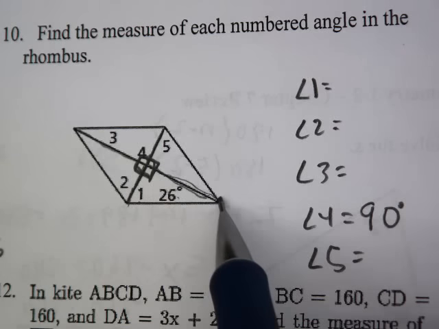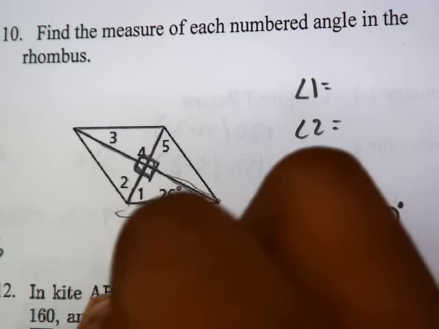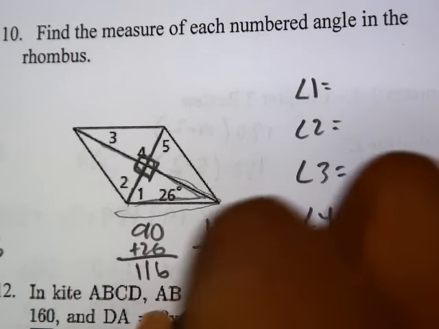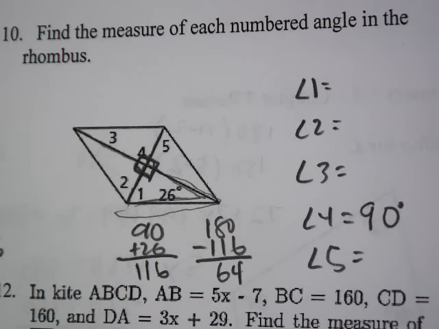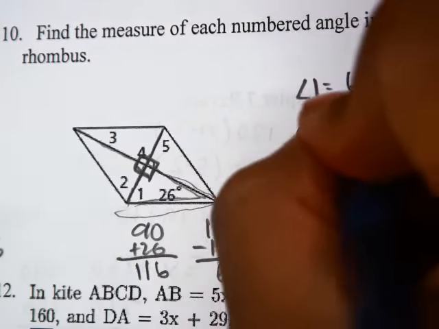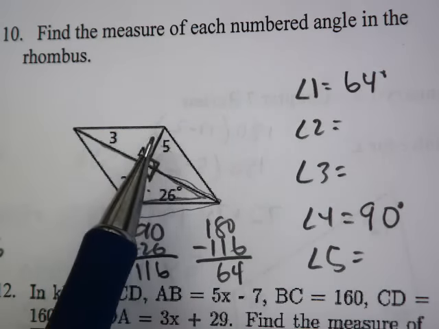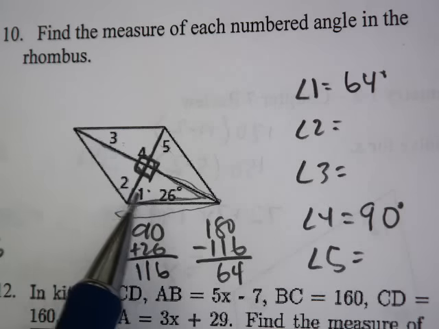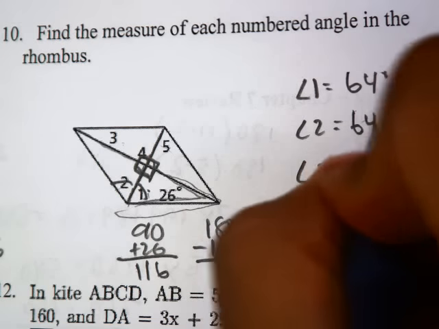So I can use that idea to figure out angle 1. And that makes a right triangle here. So 90 plus 26 is 116. I'll subtract that from 180, and that's 64. So angle 1 is 64. If you see, like in this rhombus, I could fold this bottom triangle over to this one over here. You can see that angle 1 and angle 2 should be the exact same. So angle 2 also is 64.